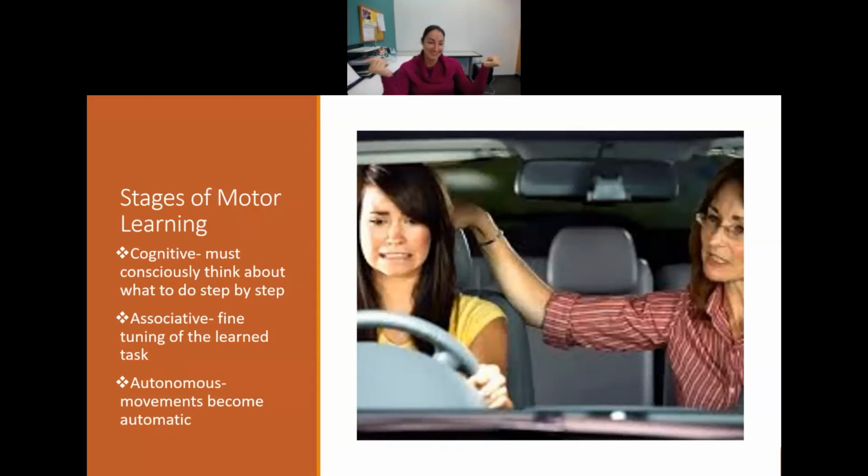So those are the stages of motor learning. Cognitive, you're thinking about everything you're doing. Associative, you're starting to fine tune that and get things more consistent and better. And then autonomous, it's now automatic. You can do it with your eyes closed. You can do it in your sleep, but I wouldn't recommend either.